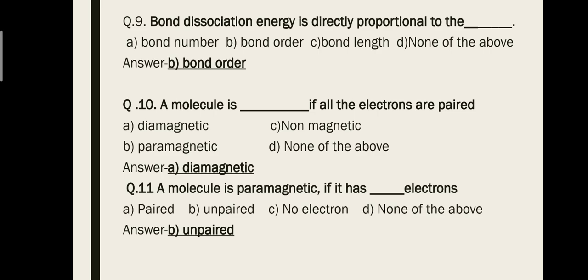Diamagnetic. Question number 11. A molecule is paramagnetic if it has blank electrons. Options are A. Paired, B. Unpaired, C. No electron, D. None of the above. The correct answer is B.